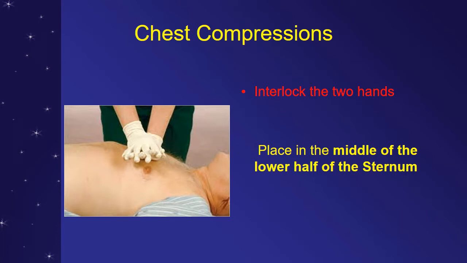So interlock both hands together and place the palm of the hands in the middle of the lower half of the sternum. You get the length of the sternum from the jugular notch to the xiphisternum. Get the lower half. Place the two hands on the middle of the lower half of the sternum.